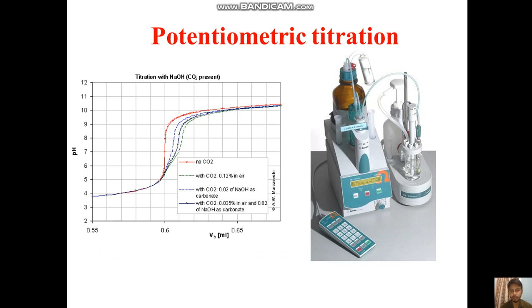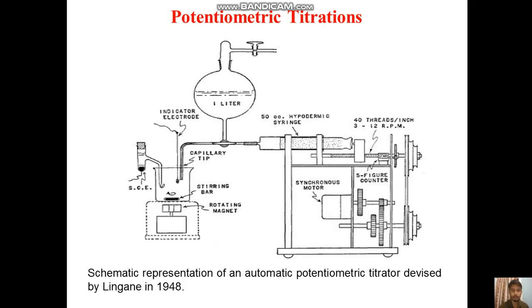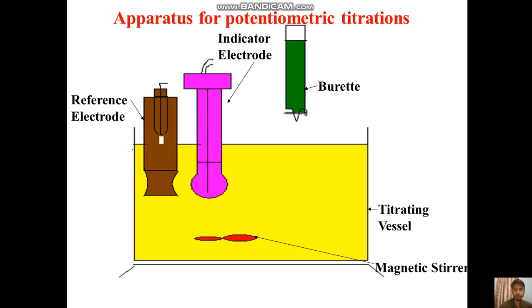So here you can see the potentiometer instrument, and the graph represents the titration with sodium hydroxide in presence of carbon dioxide. This is the potentiometric titration. The schematic representation of an automatic potentiometric titrator devised by Lingane in 1948. Here we can see the apparatus for potentiometric titration. A reference electrode is there, indicator electrode, and a burette. This is the titration vessel and a magnetic stirrer.